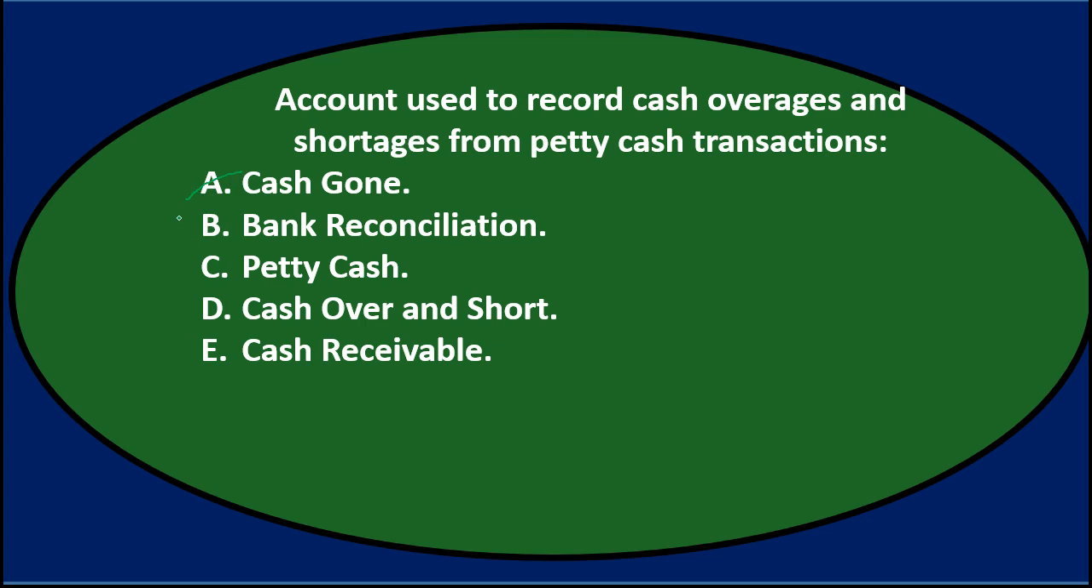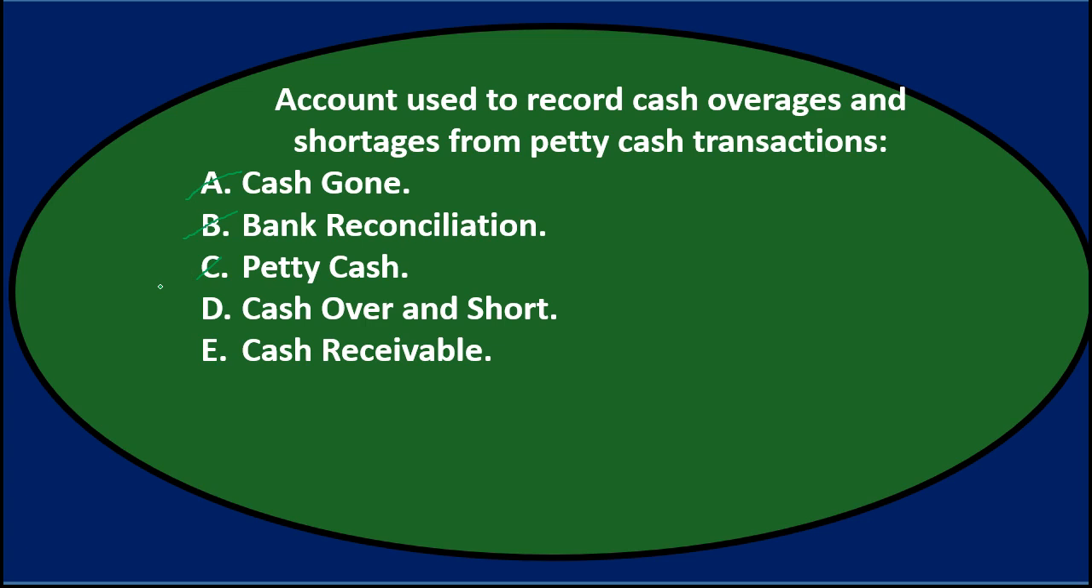So I'm going to cross that out. B, bank reconciliation. A bank reconciliation is the process of reconciling from the bank to the books, but I don't think that's what we're looking for here. C says petty cash. That's the fund we're looking at, petty cash, but it doesn't tell us what account we're going to go to for the over and short. It's not going to go to the same petty cash. And D says cash over and short. That seems reasonable because that would be the over and short account.